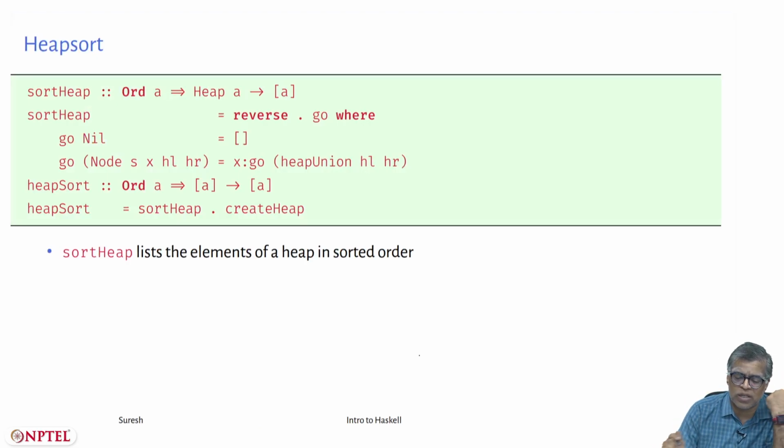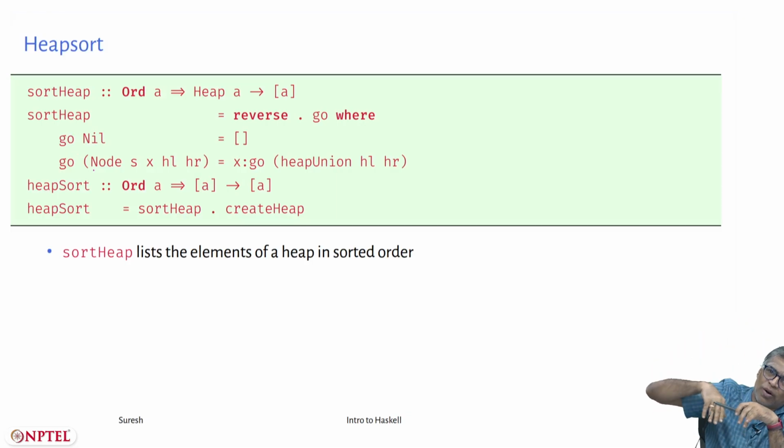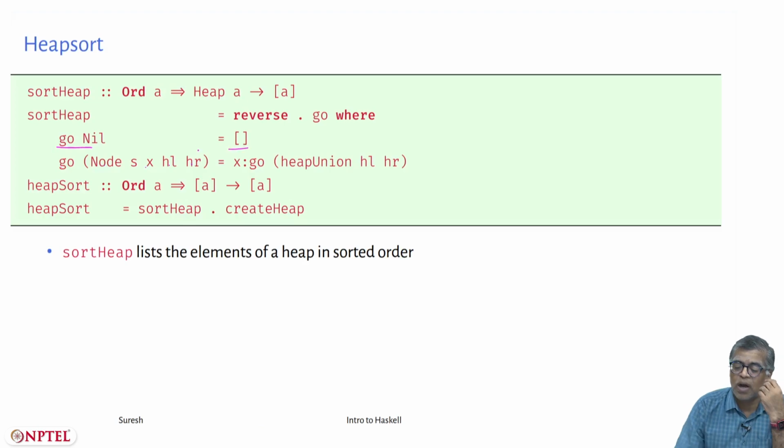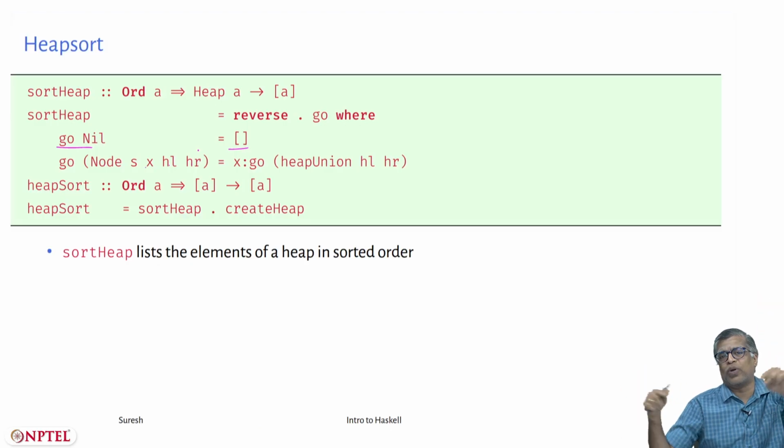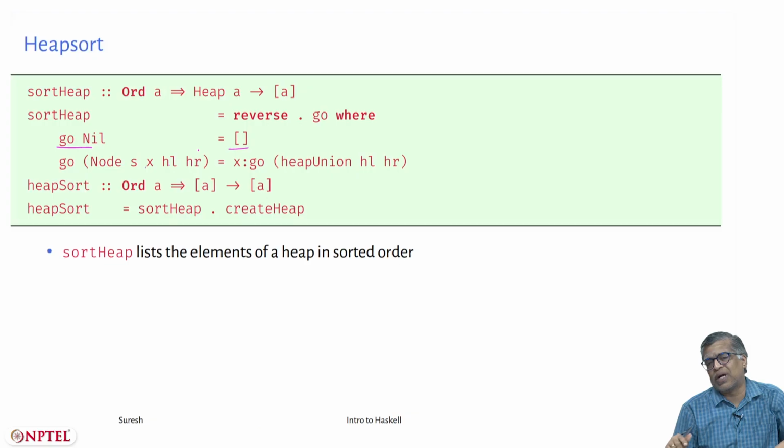Yeah, I can do various things. I can do a sort of a heap. Given a heap, I can sort it, not just print things level by level or whatever. How do I do it? I will say go of nil is the empty list, go of node s x hl hr. I know that x is the largest element, I will put that and I will do a heap union of hl and hr and I will do go on that, which means that it will print the next highest element, etc, etc, etc. And then that would be the reverse, and then finally I will do a reverse of it. So, that will be the sorted order.